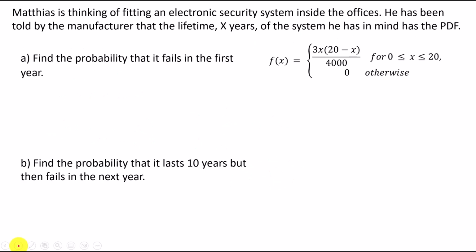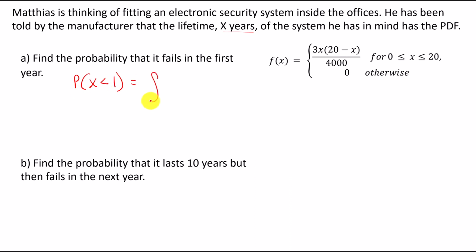Okay, so here we have an example where Matthias is thinking of fitting an electronic security system inside the offices, and he has been told by the manufacturer that the lifetime in X years of the system he has in mind has this probability density function right here. We're supposed to find the probability that it fails in the first year, okay? So if the lifetime is represented by this and it fails in the first year, that would mean the probability that it fails less than 1, so within the 1 year. That's what we want to find.